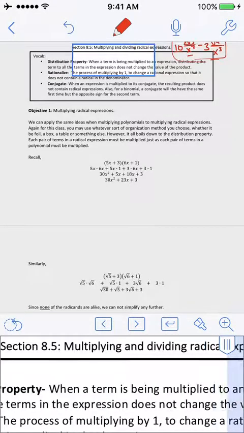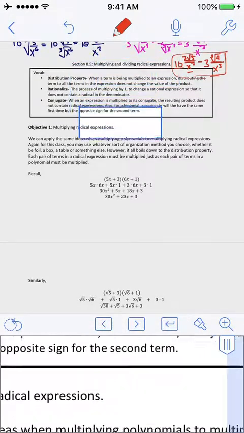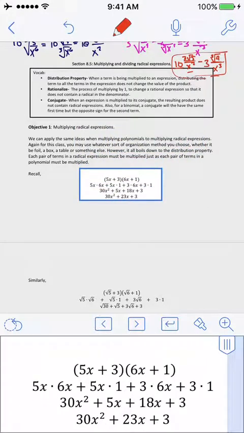Alrighty, section 8.5, multiplying and dividing rational expressions. So, again, multiplying is very similar to how we treat polynomials. It's very similar to addition and subtraction in that it draws a lot of parallels.